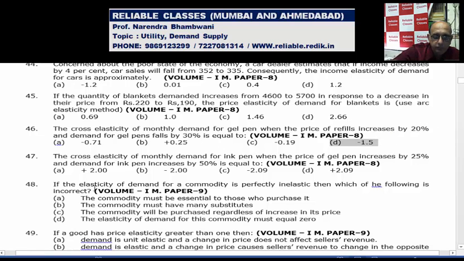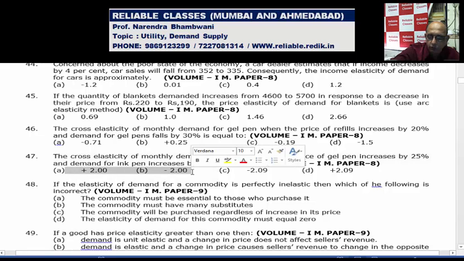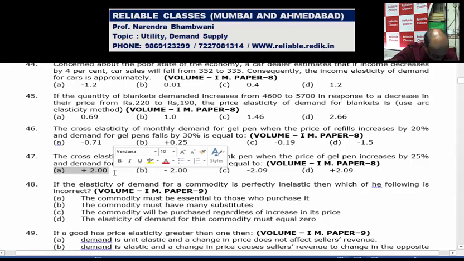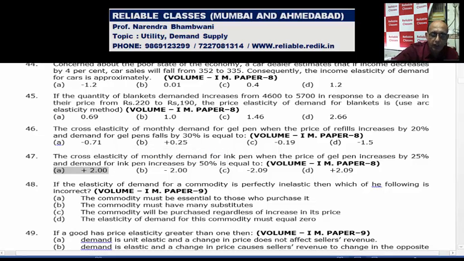Okay. The cross elasticity of demand for ink pen when price of gel pen increases by 20% and demand for ink pen increases by 50%. So 50% upon 25%, that is 2. The question is plus 2 or minus 2. It is obviously increasing and this is also increasing, so it has to be plus 2. Okay, are you following this?